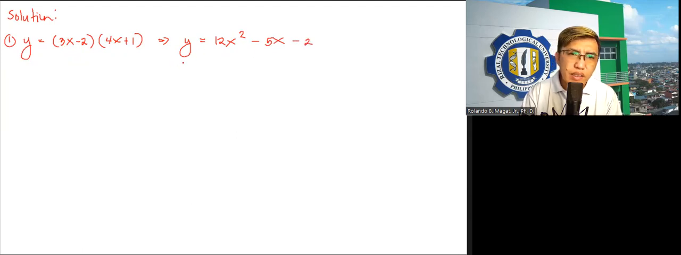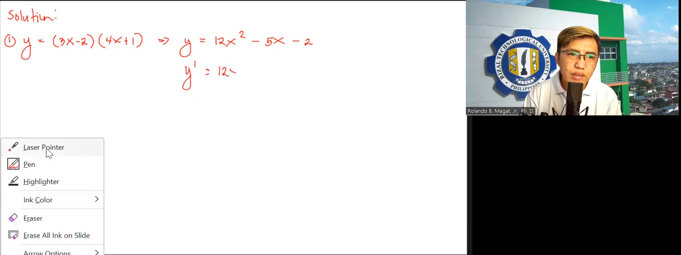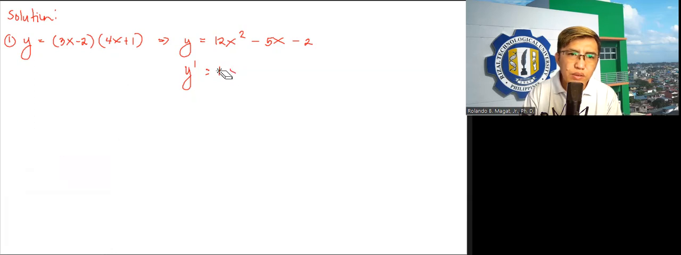Then so y prime now, which means the derivative of y would be 12x squared. Ano to ha? Didiretso ko na ha.